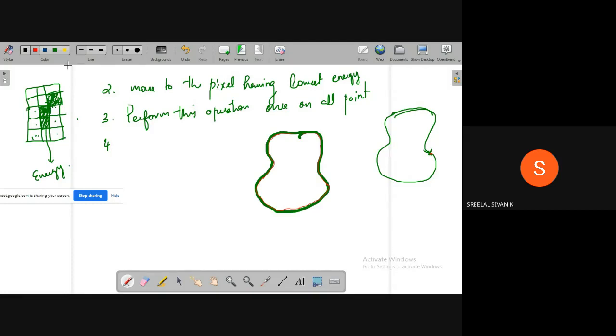So when this operation happens, you can repeat it. The next step is to repeat the operation until there is no further movement of the boundary.